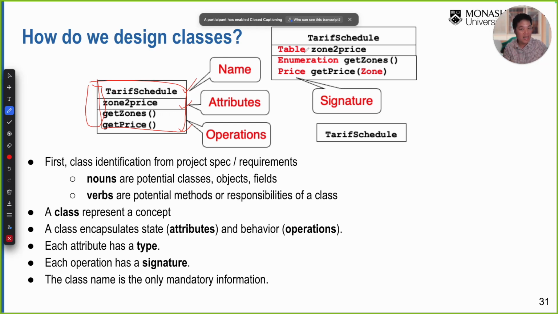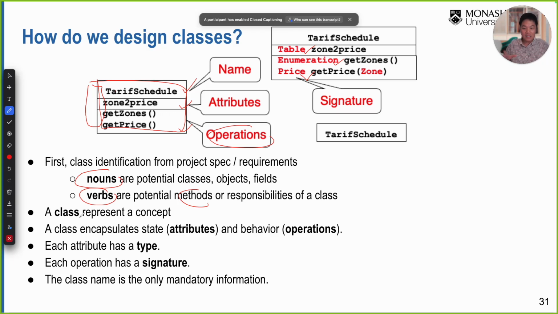In front of this, we can describe the class signature as well. What is the data type? Table data type, or the enumeration, or the price object, or whatsoever. To design the class diagram, normally we need to identify the nouns, which can be classes, objects, or fields, right? And the verbs normally we will consider as the operations or the methods of that class.